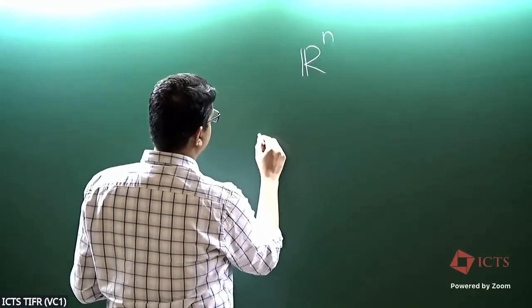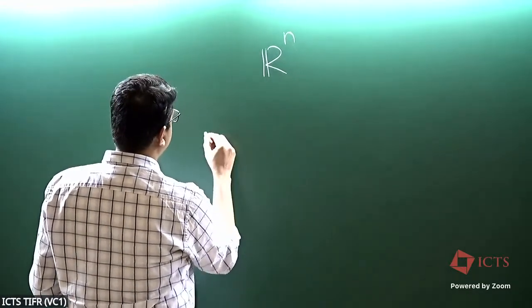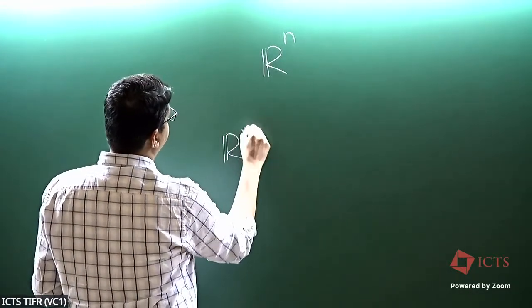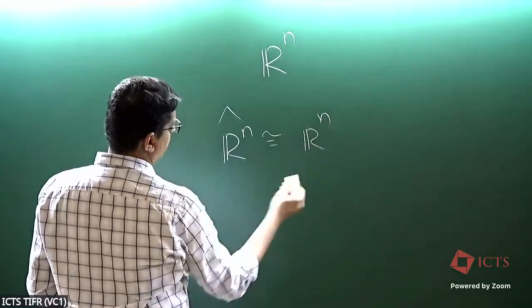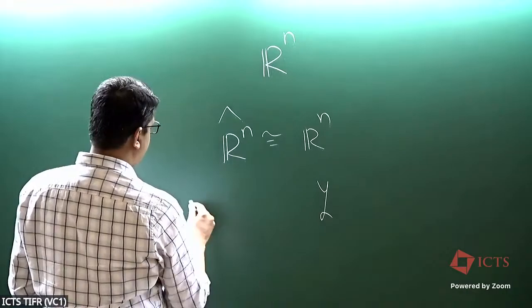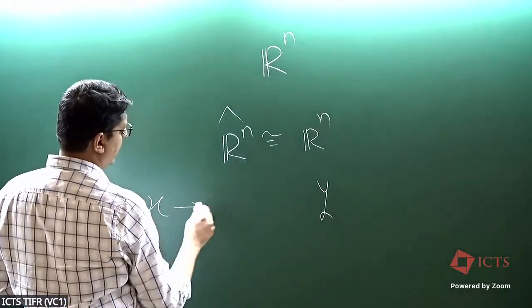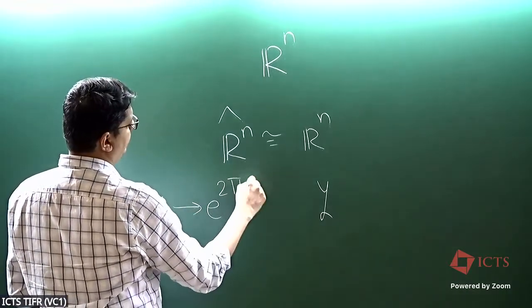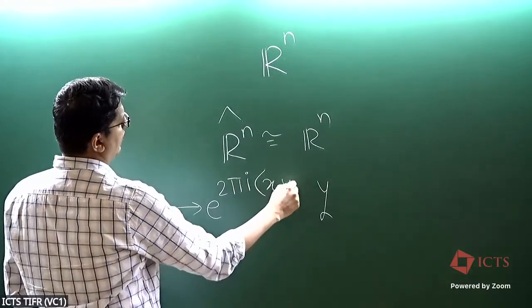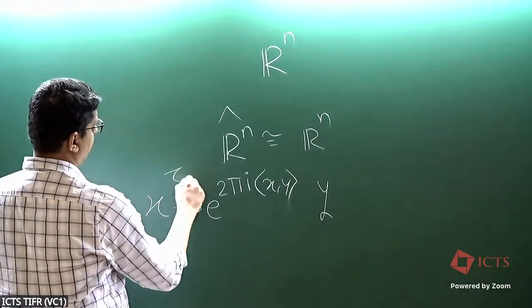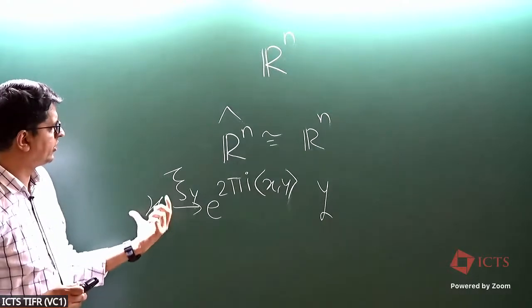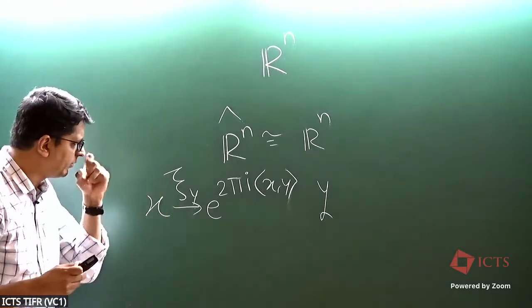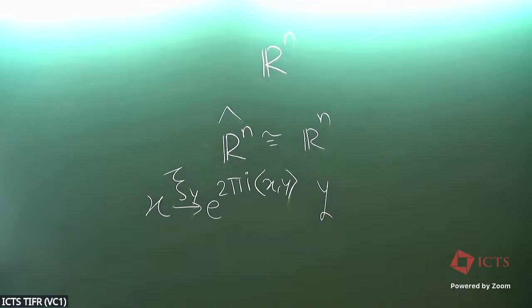You have the representations, the unitary representations of R^n. Let me call it R^n dual. This will be isomorphic to R^n via, if you take any vector y here, you look at x, the vector x going to e to the power 2 pi i times the inner product of x and y. Let me call this xi_y. So this xi_y is going to define a unitary representation on R^n, and every unitary representation on R^n, if it is irreducible, will be one-dimensional and given by xi_y.